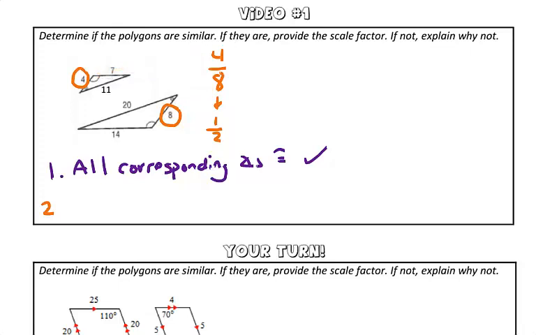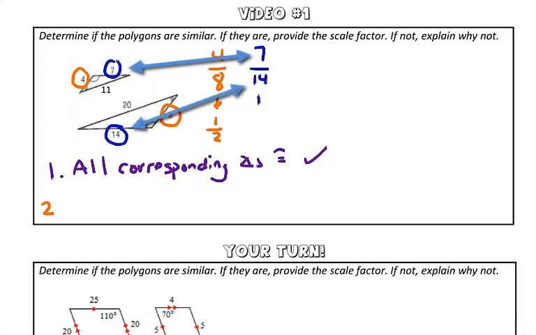Then we can take a look at the next biggest side length. So the next biggest side length in the small triangle is 7. The next biggest side length in the medium triangle is 14. So we have 7 over 14, which again reduces to 1/2. So it's looking like these triangles may be similar.